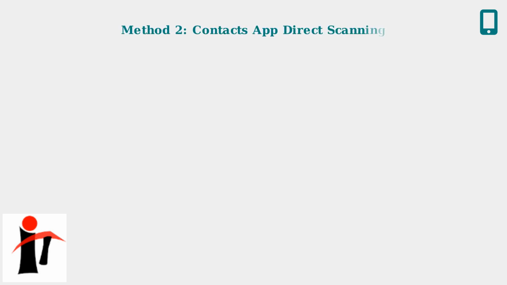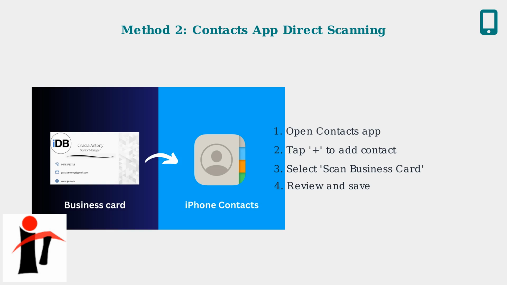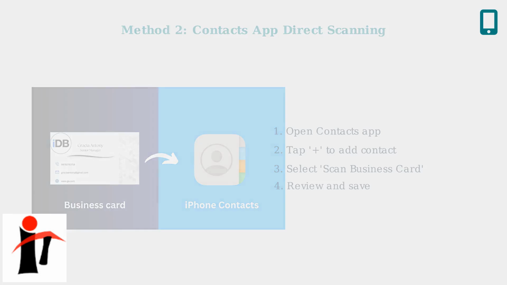The second method uses the Contacts app's built-in scanning feature. This approach is optimized specifically for contact information and often provides better field formatting. Open the Contacts app, tap the plus icon to add a new contact, then select Scan Business Card from the menu. This method automatically formats fields like name, phone, email, and address. This method allows immediate editing before saving and uses contact-specific optimization for better field recognition.